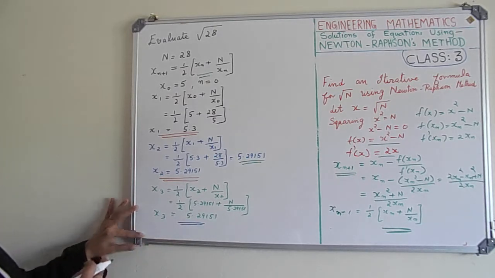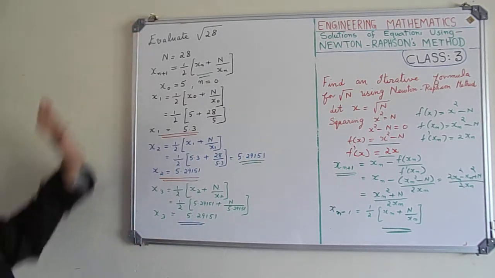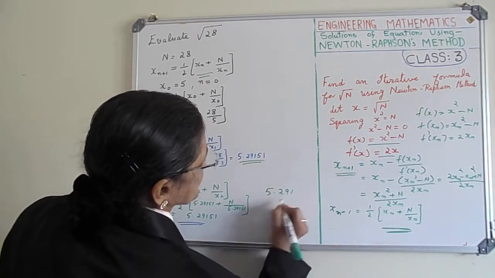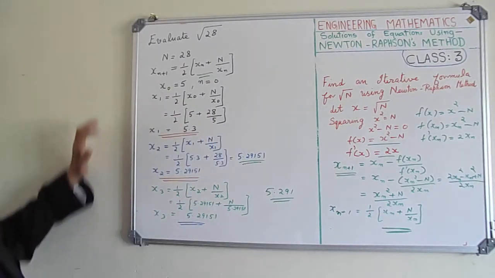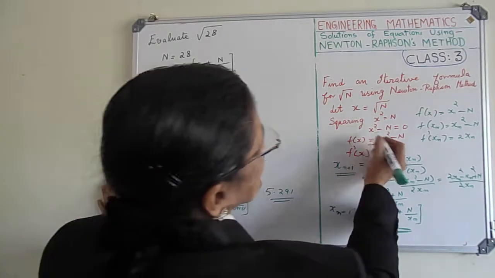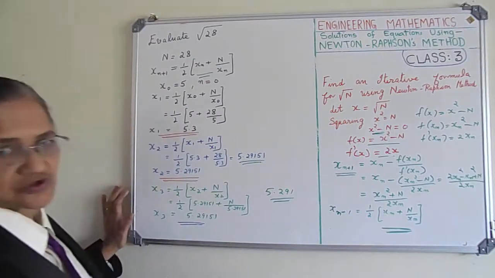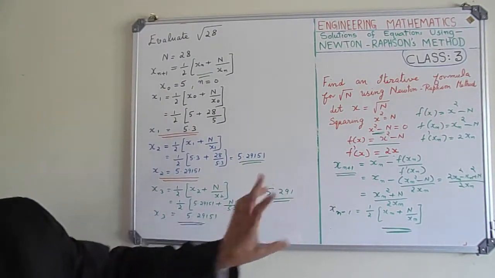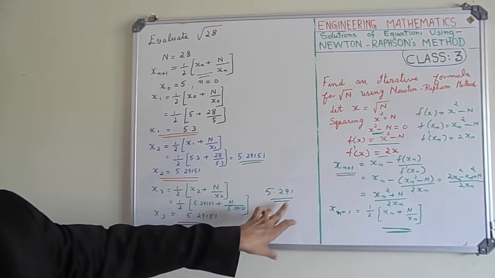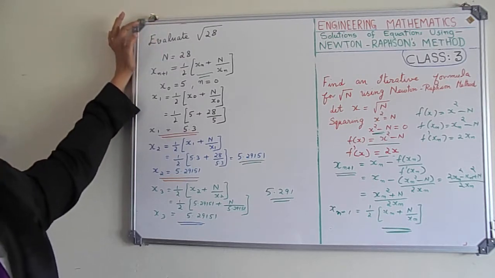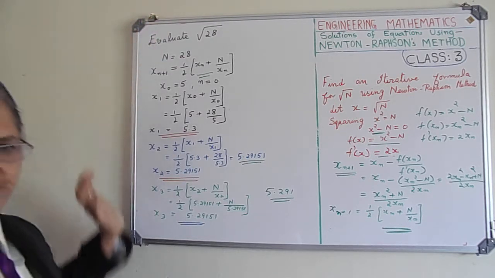Therefore, what is the value of square root of 28? We can take it as 5.291, correct to 3 decimal places. Square root of 28 is the same as the root of the equation. What's the equation? x square minus n equal to 0. The root of the equation x square minus n equal to 0, where n is equal to 28, is 5.291, which is the same as square root of 28. Okay, we'll stop today's class.